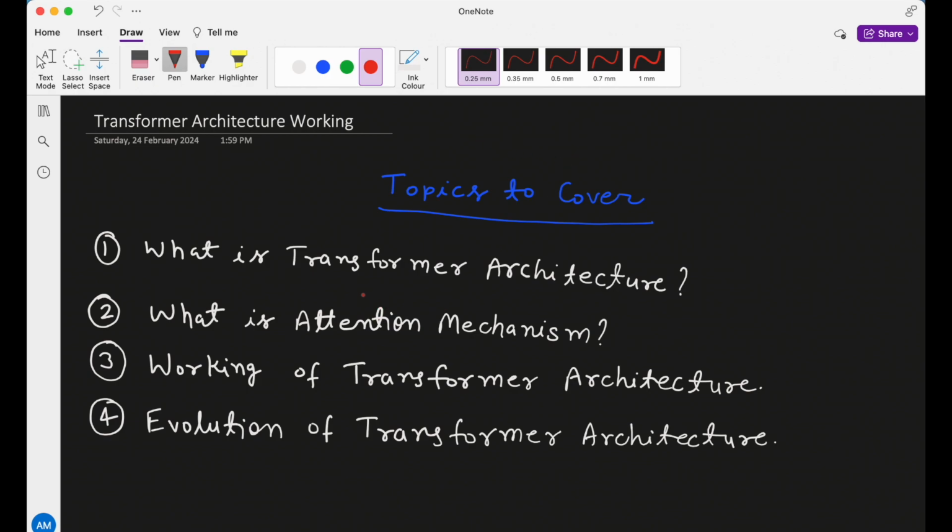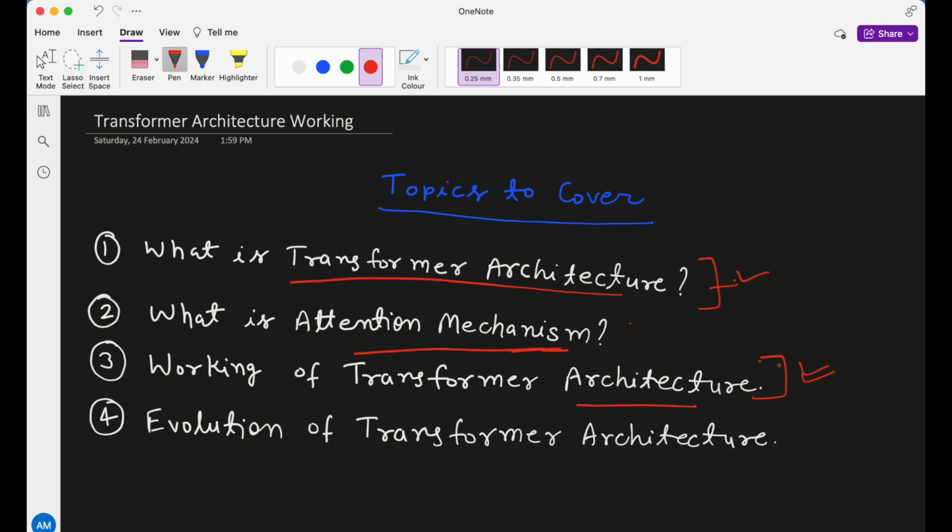First we will see what the transformer architecture is. We will see in brief what this is. Then we will see what the attention mechanism is. I will talk about it a little bit here, and in detail in the next video. Then we will discuss the working of the transformer architecture, and we will majorly spend our time on this particular part.